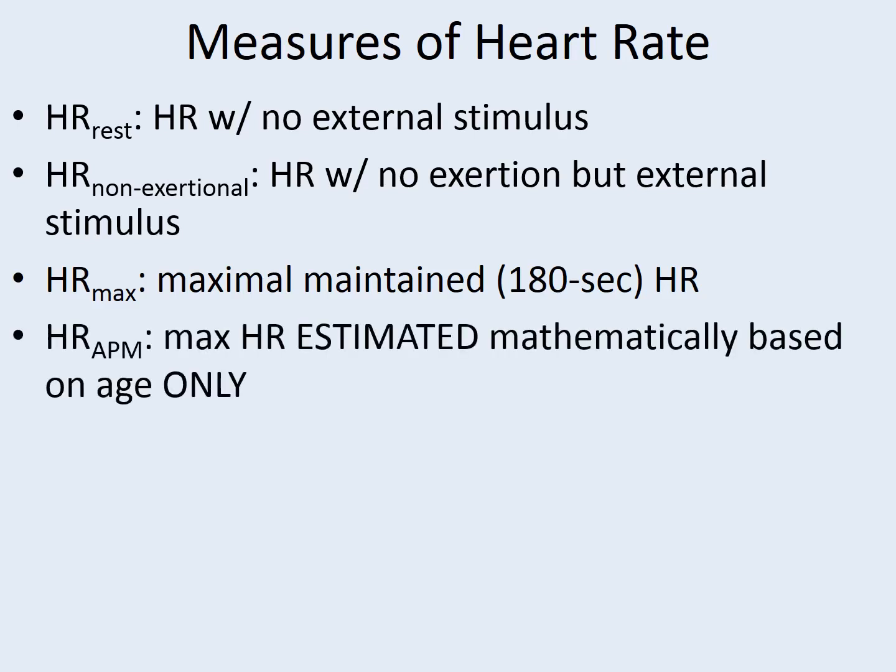What most people know, however, is what's referred to as the age predicted max. The age predicted max is an estimated maximal heart rate that is mathematically based on age only. It has a very good correlation, however, a very low degree of interaction with true maximal heart rate. There are two distinct equations that can be used for determining age predicted. There is 220 minus your age, and there is 208 minus 0.7 times your age.